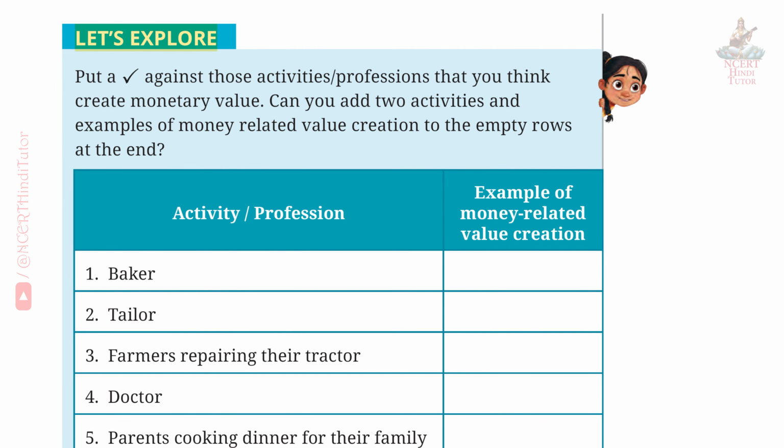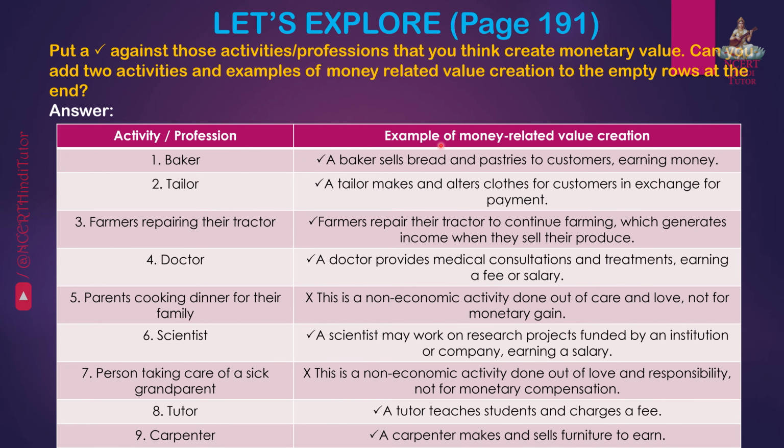Let's explore page 191. Put a tick against those activities or professions that you think create monetary value. Can you add two activities and examples of money related value creation to the empty rows at the end? Answer. Activity, profession, example of money related value creation.